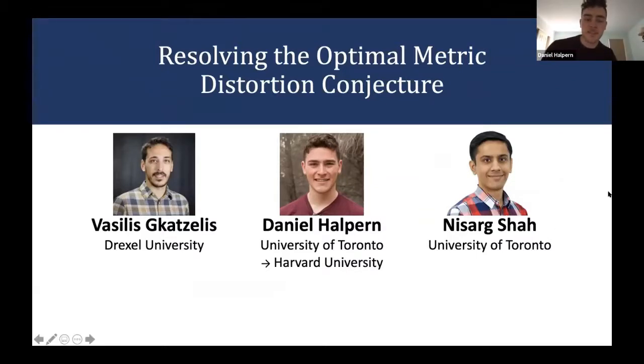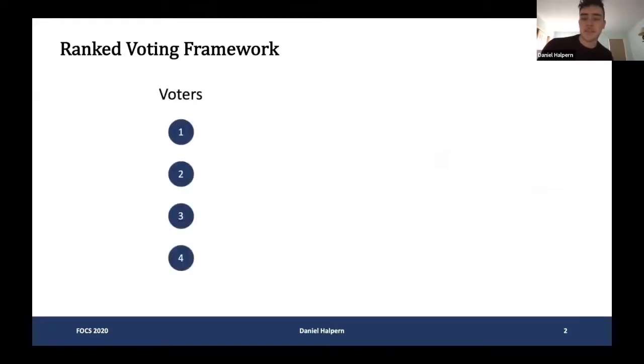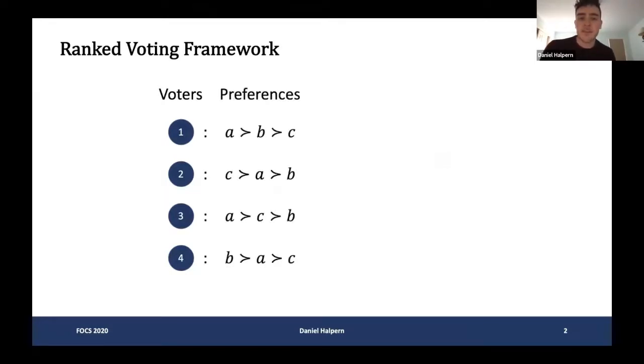My name is Daniel. This is joint work with Vasilis Katselis and Nisarg Shah. So this work is generally about voting theory. I'll start by giving the overall framework. We're always going to have a set of voters, here labeled by the numbers 1, 2, 3, and 4. These voters have ranked preferences over candidates, here labeled by letters A, B, and C. And the voters always tell us their full, complete rankings in this model.